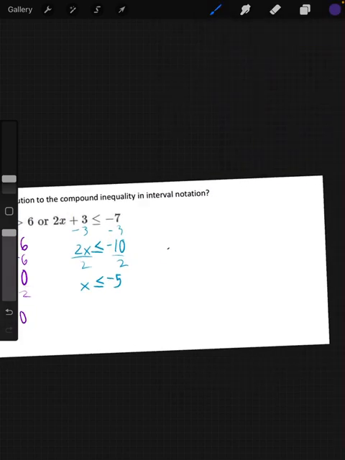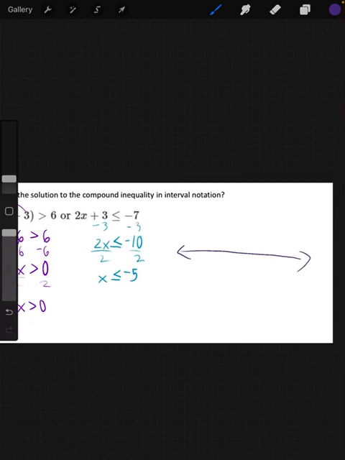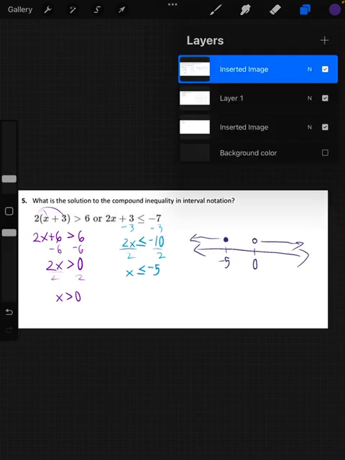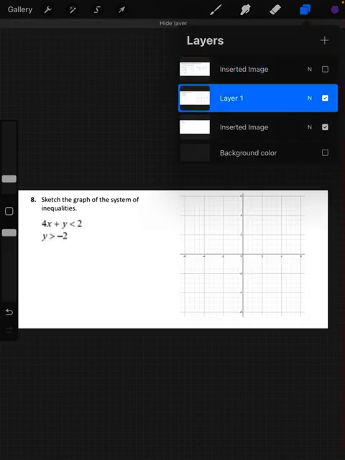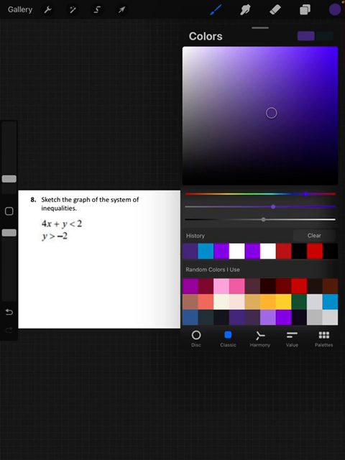Now, if we put that on a number line, here's negative 5, and we have a filled-in circle, and it is less than, so it would fill in that way. And then we have 0, which is a hollow circle because it's not equal to, and it is greater than 0, so we go that way. Those are 2 possible answers. Next.